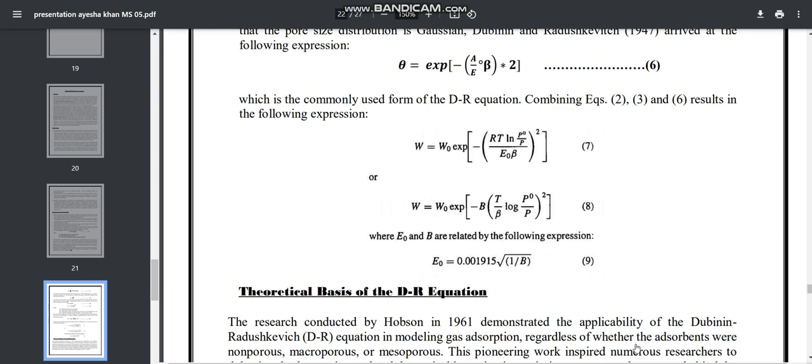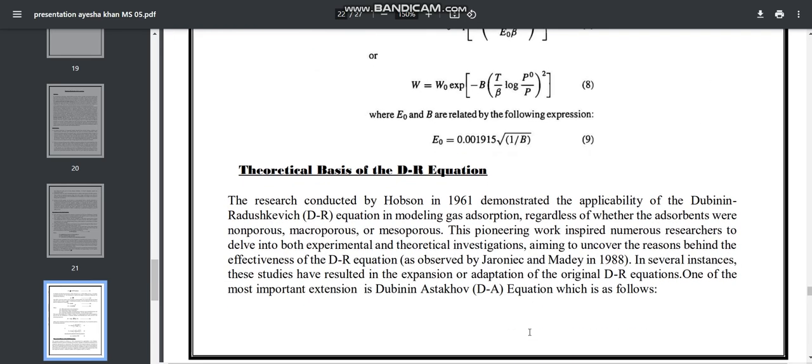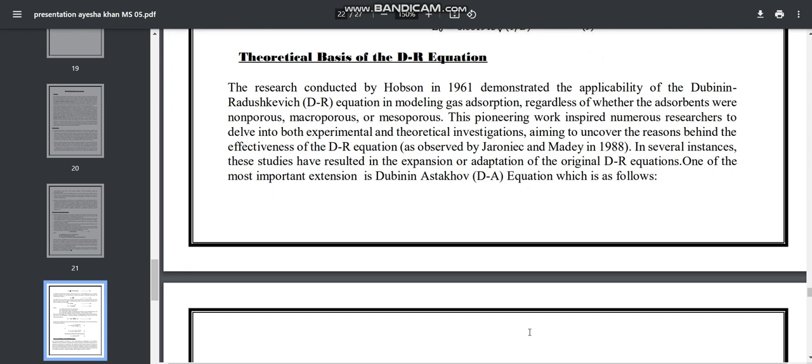Next we have the theoretical basis of the DR equation. The research conducted by Hobson in 1961 demonstrated the applicability of the Dubinin-Radushkevitch equation in modeling gas adsorption, regardless of whether the adsorbents were non-porous, macroporous, or mesoporous. This work inspired numerous researchers to delve into both experimental and theoretical investigations aimed at uncovering the reasons behind the effectiveness of the DR equation. In several instances, these studies have resulted in the expansion or adaptation of the original DR equation.